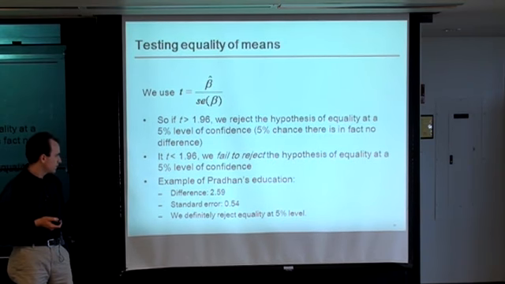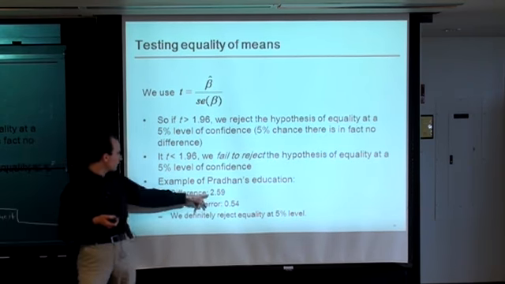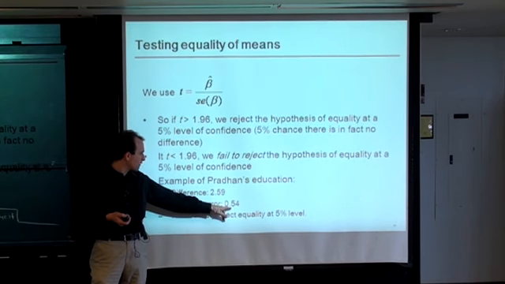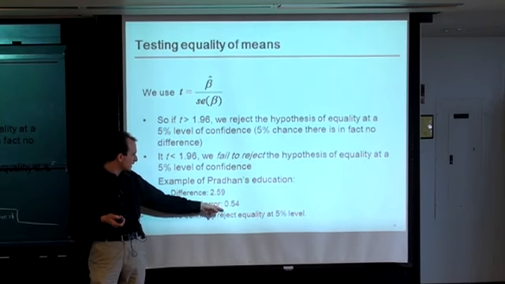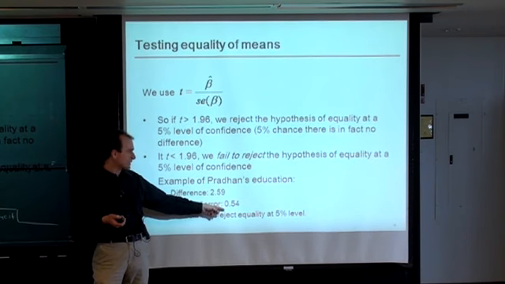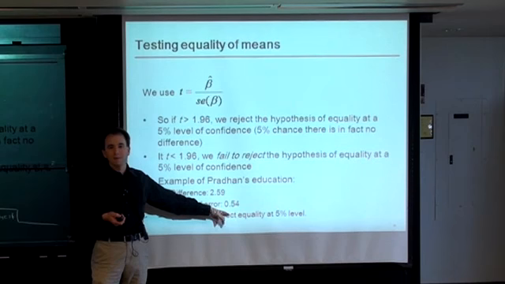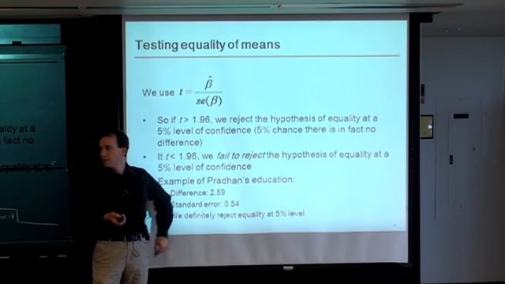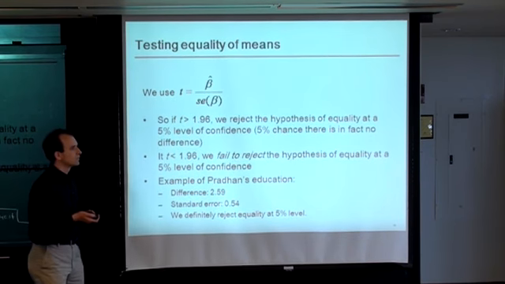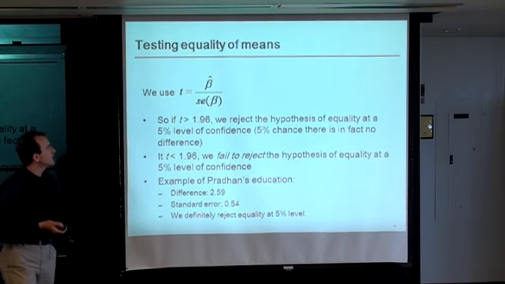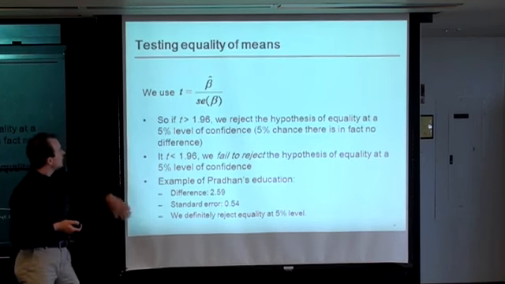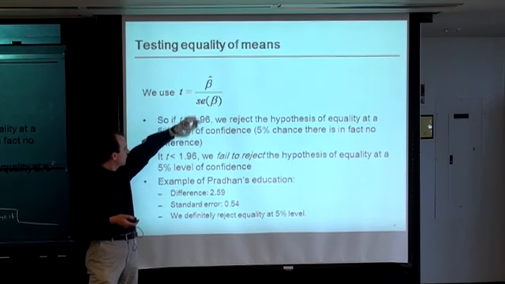So in this case, for example, the difference was 2.59, the standard error was 0.54. The t ratio is about like 6. It's about 7. So no, it's about 5. So we're definitely going to be able to reject in this case. So we have a t ratio of about 5. You may see this terminology, and this is where it's coming from.